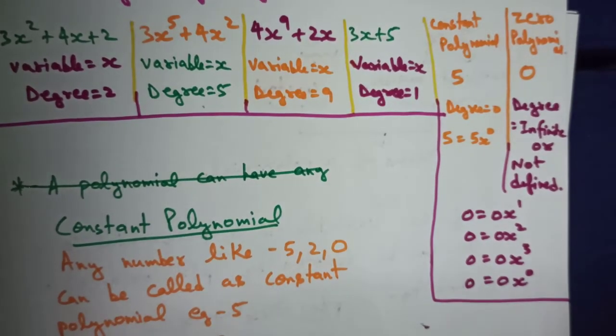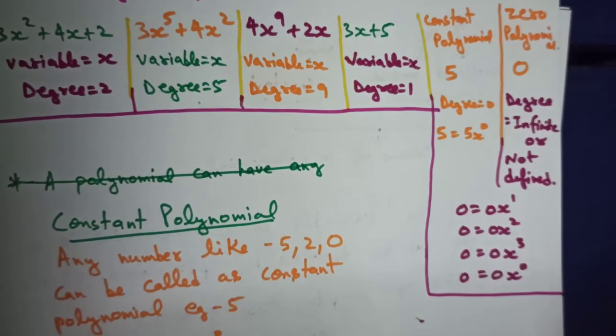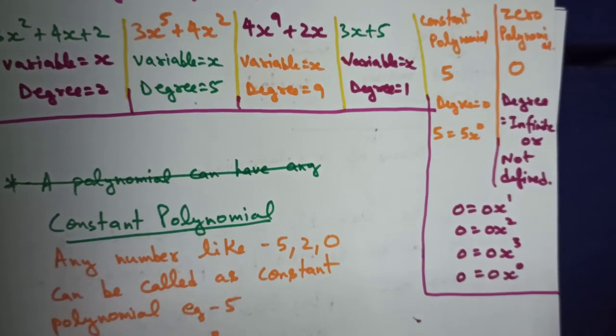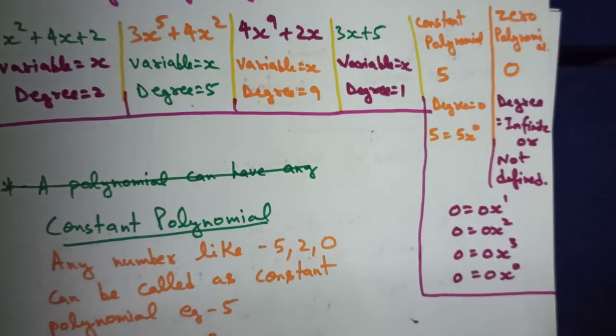You know that 5 can be written as 5 into 1, and 1 can be written as x raised to the power 0. So we can say that 5x raised to power 0 is an example of a constant polynomial.